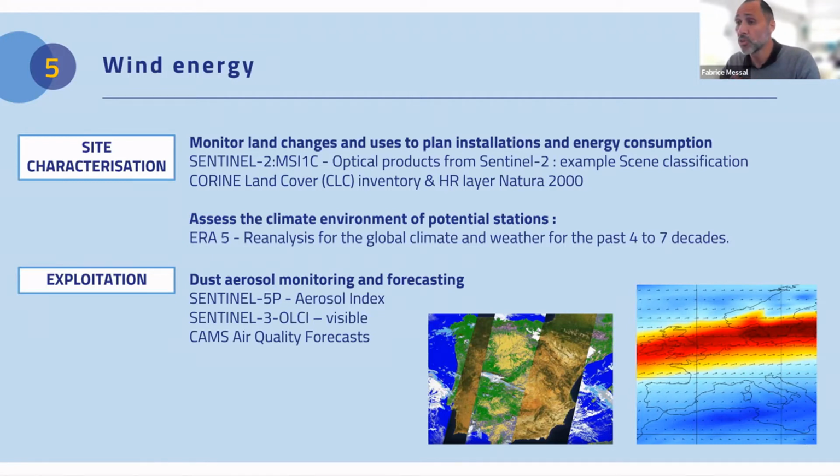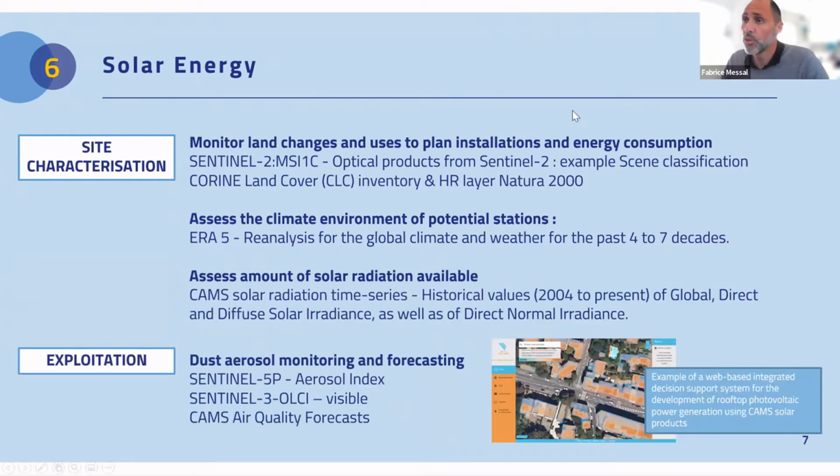During the exploitation phase, you can have access to dust and aerosol monitoring and forecasting information with Sentinel-5P, Sentinel-3 and the air quality forecast from the Copernicus Atmosphere Monitoring Service, because we know that, for example, for a wind turbine, it can be a problem if there is a lot of dust on the material.